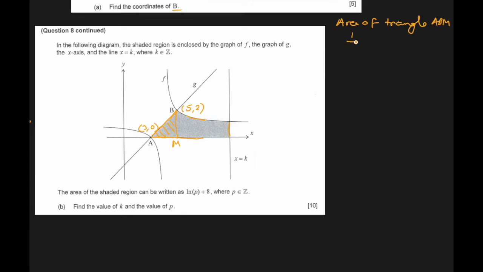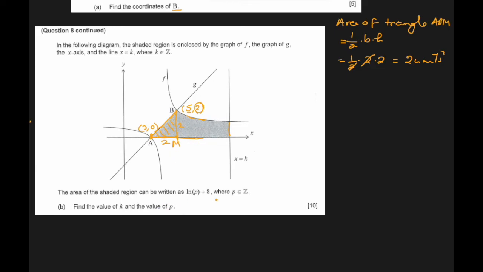Area of a triangle we know is half base times height. In this case it will be half. Base is how much? This x coordinate is 3, this x coordinate is 5, so the difference between them is 2. This y coordinate is 2, that means height is 2. So it becomes half times 2 times 2. 2 and 2 cancel. 2 units square. That is the area of this triangle.